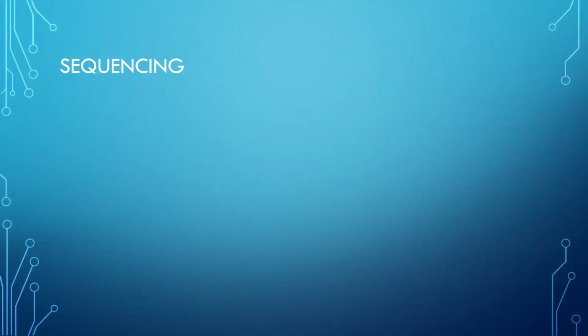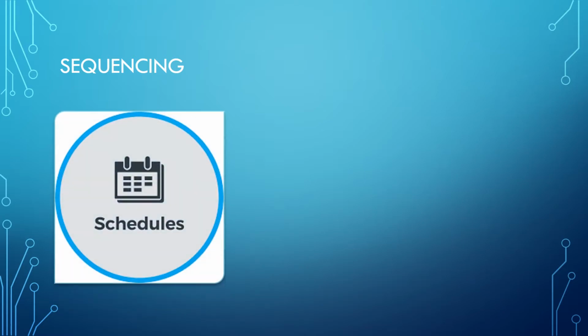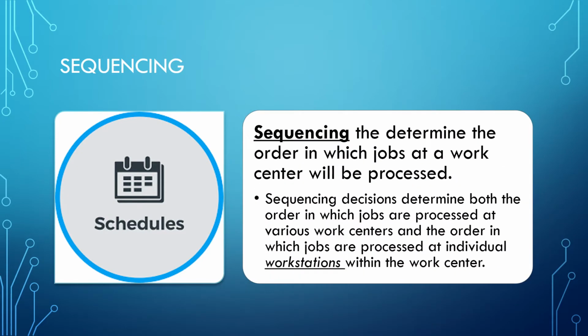Sequencing. Sequencing determines the order in which jobs at a work center will be processed. Sequencing decisions determine both the order in which jobs are processed at various work centers and the order in which jobs are processed at individual workstations within the work center.